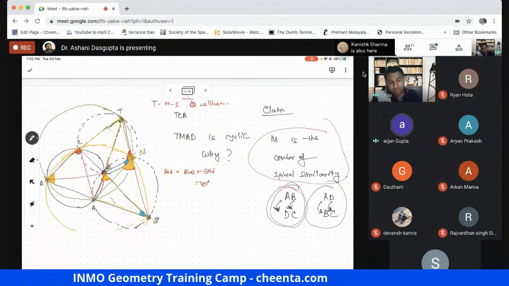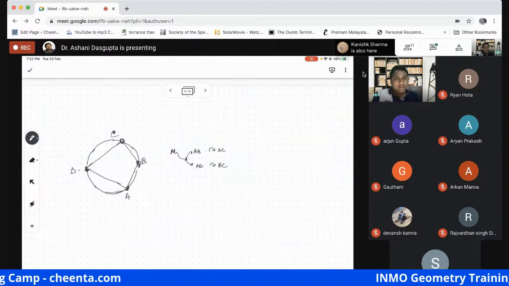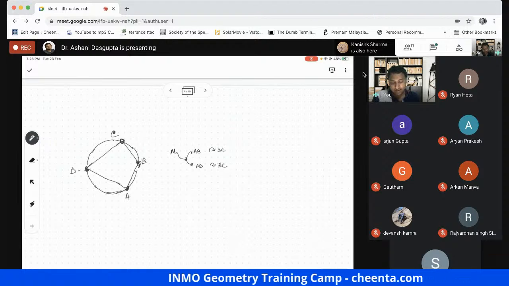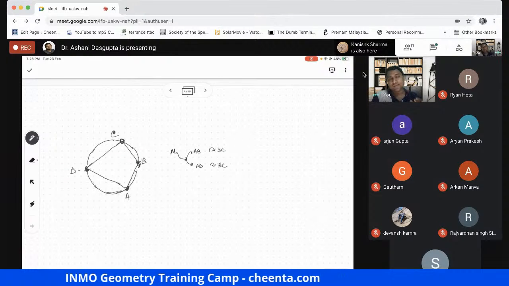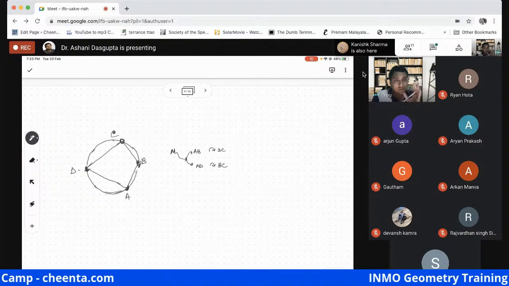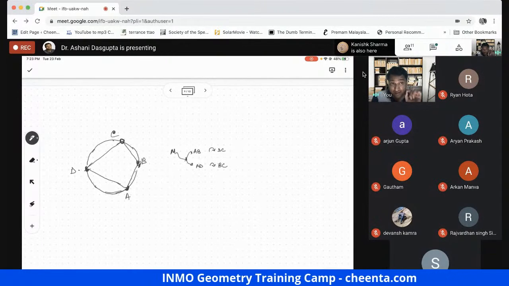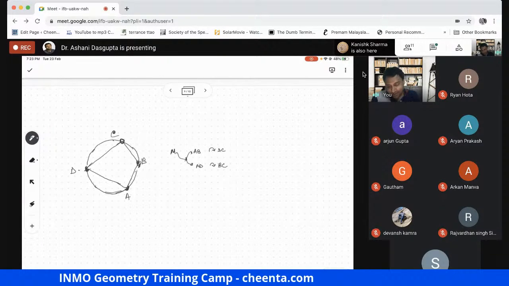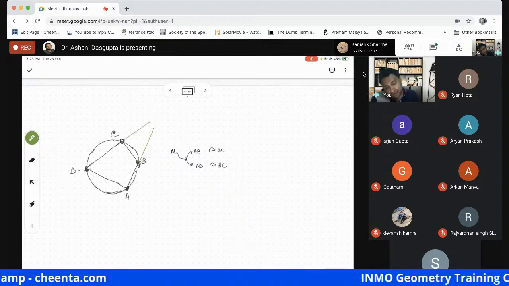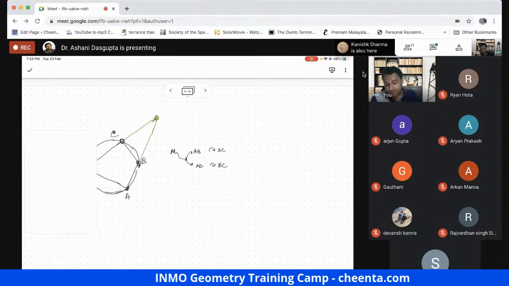Precisely. So what Arjun is suggesting is that we constructed the center of spiral similarity indirectly. First, we made the two lines intersect, and then we took the point of intersection of the two circles. Let's see if that is exactly what's happening here, because this is not intersecting inside the quadrilateral, it is intersecting outside, so it might confuse some of you.